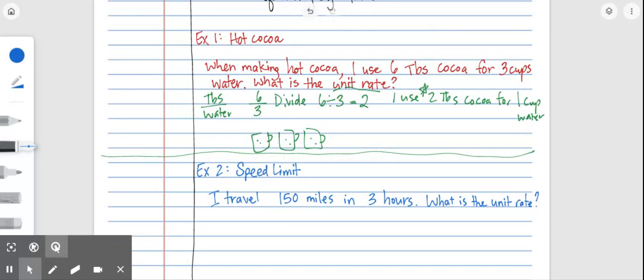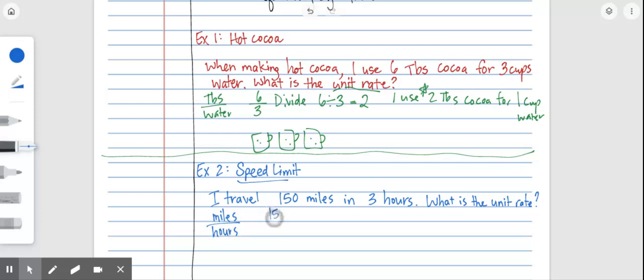Okay, so this one is, I travel 150 miles in 3 hours. What's the unit rate? So for this one, the unit rate is about the speed limit, how fast I was going on average. So if I traveled 150 miles in 3 hours, what is the unit rate? So again, I'm thinking about miles and I'm thinking about hours. Okay. So 150 miles in 3 hours. I'm going to divide, just like the key concept tells me to. I take 150 divided by 3.